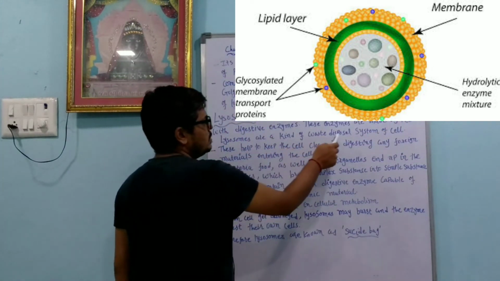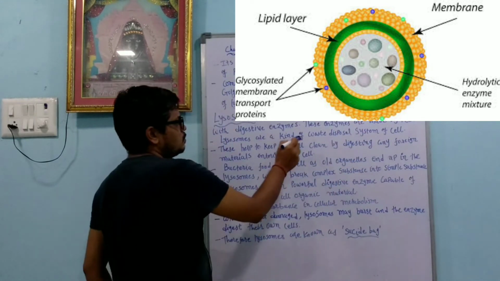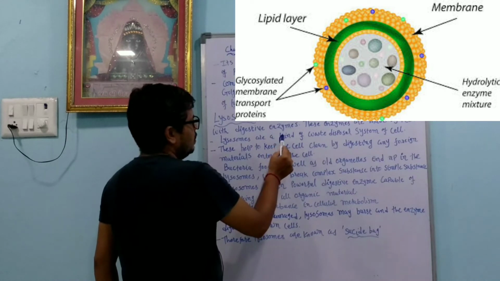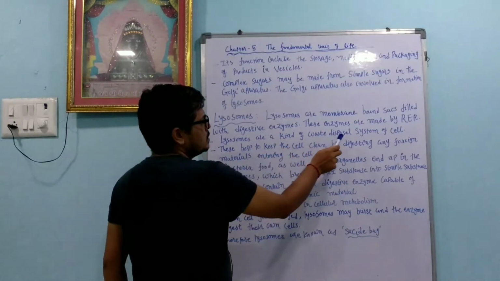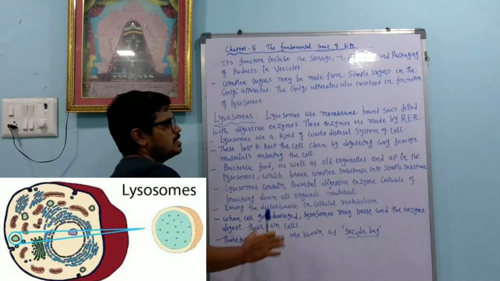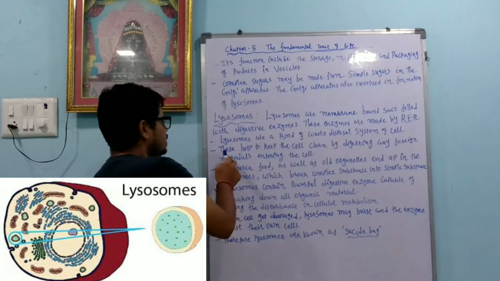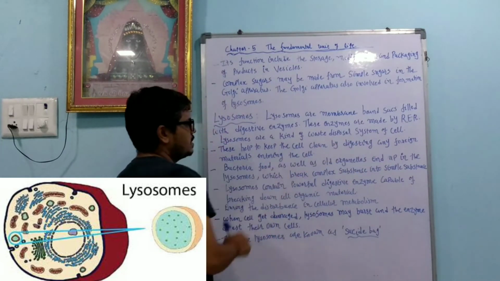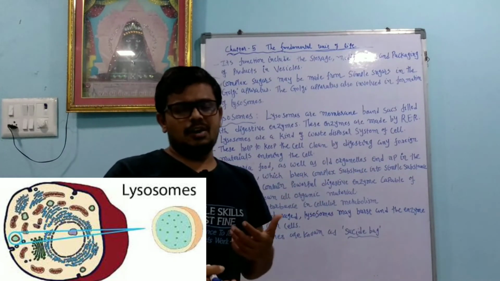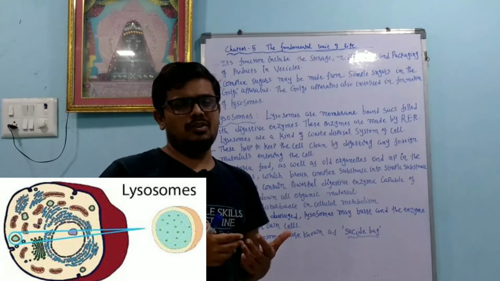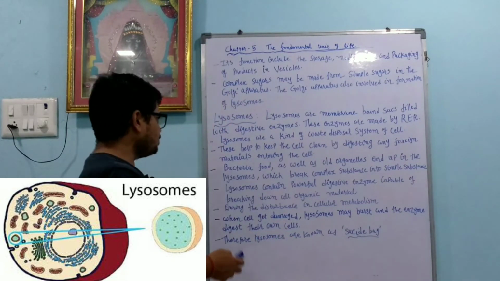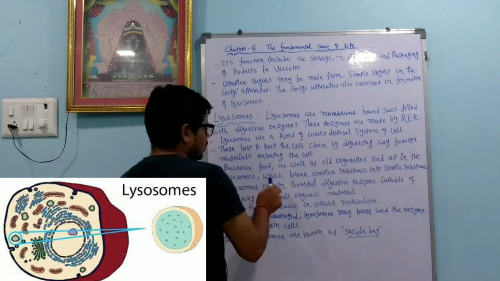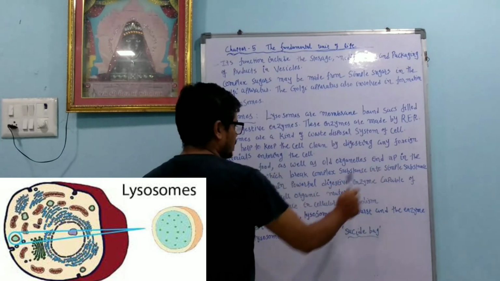Lysosomes are a kind of waste disposal system of the cell. It is one type of digestive enzyme. Okay, and lysosomes are the waste disposal system of the cell. Any waste is disposed of by what? Lysosomes. These help to keep the cell clean by digesting any foreign material entering the cell. So any foreign or unwanted thing that enters is destroyed or digested by the lysosome. Bacteria, food as well as all organelles end up in the lysosome, which breaks complex substances into simple substances.